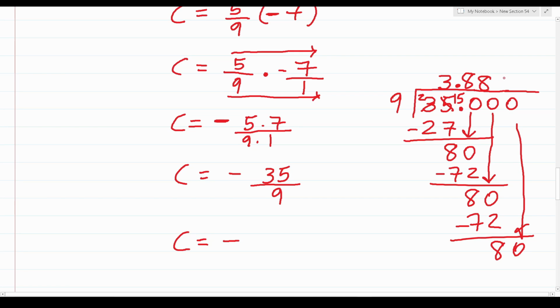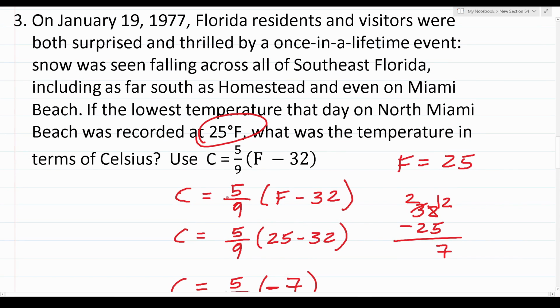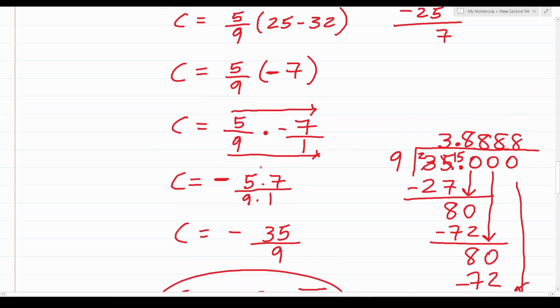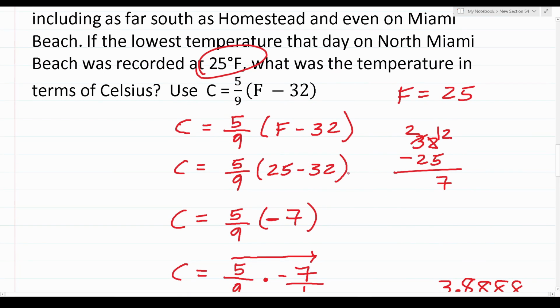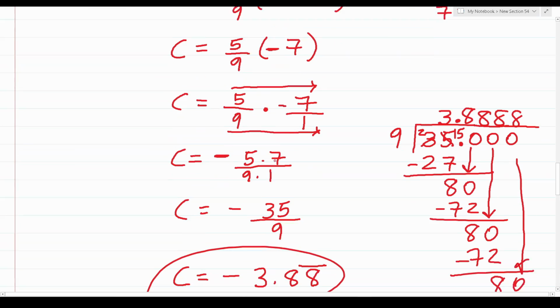So this is going to be 3.88888, repeated. So in other words, negative 35 over 9 is the same as negative 3.88 repeated. All right. And so the answer to this question is 25 degrees Fahrenheit is the same as negative 3.88 degrees Celsius.